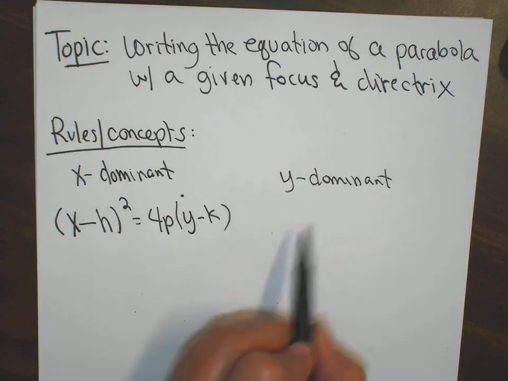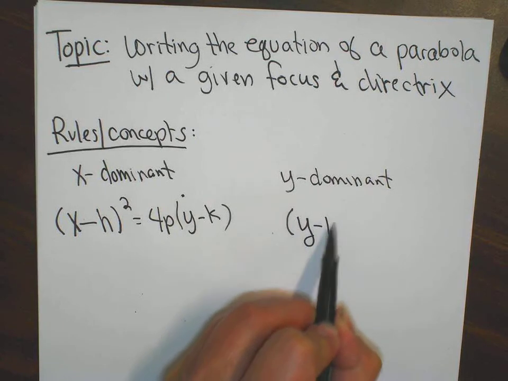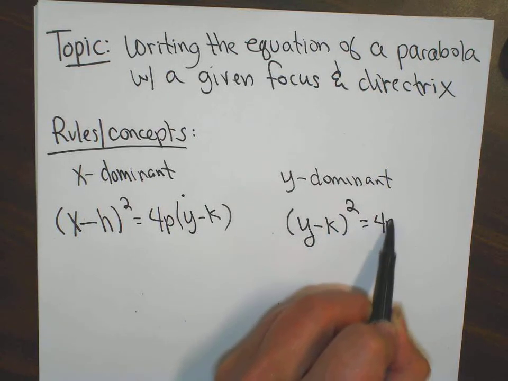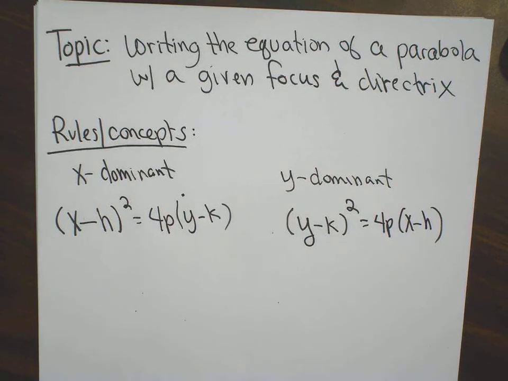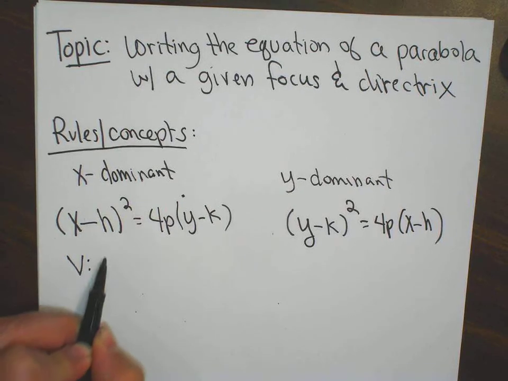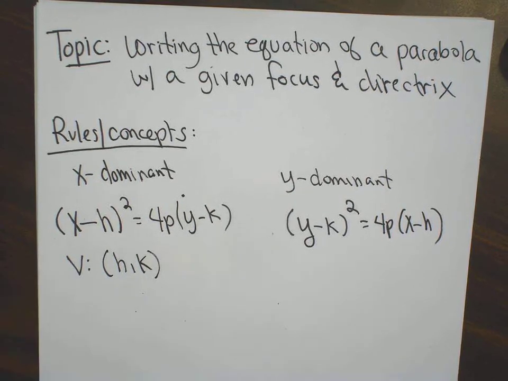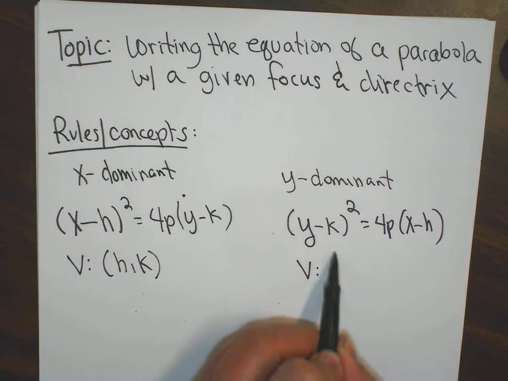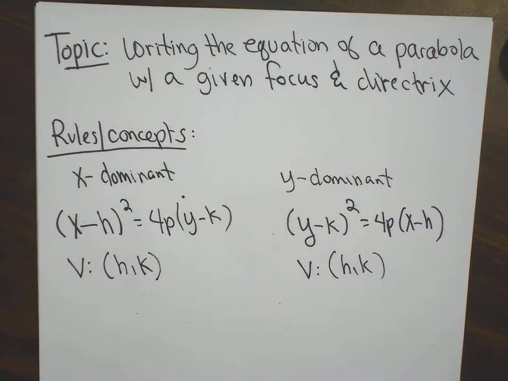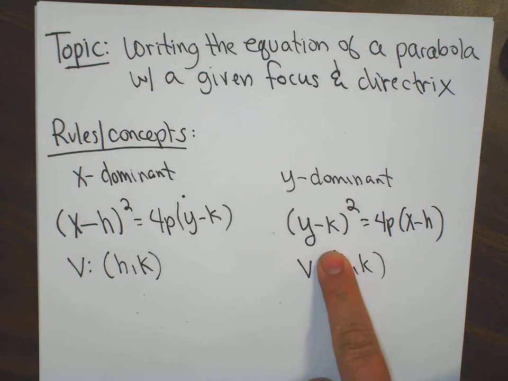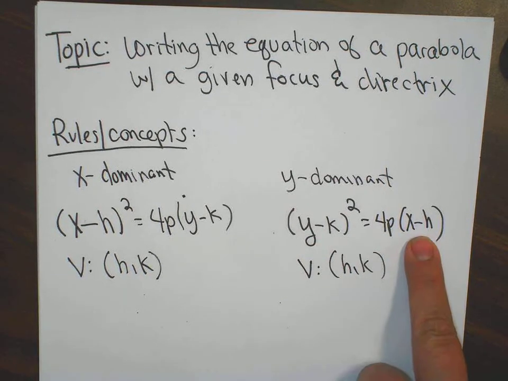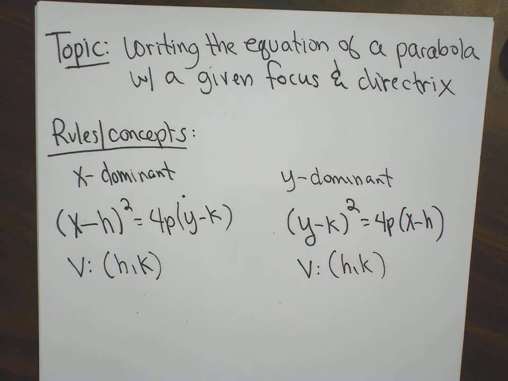So what's Y dominant look like? Good. Y minus k all squared equals 4p quantity x minus h. Okay? So if it's X dominant and we have a vertex of (h, k), same with this one, (h, k). Being really careful with this one because the h coordinate comes from the X variable, the k coordinate comes from the Y variable. And we remember insiders lie.